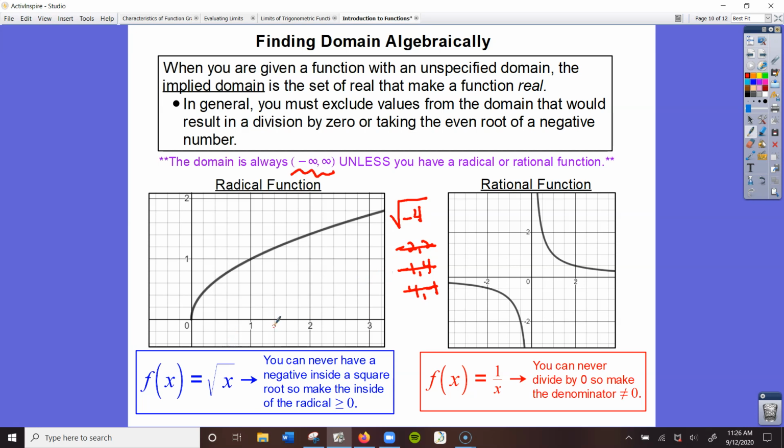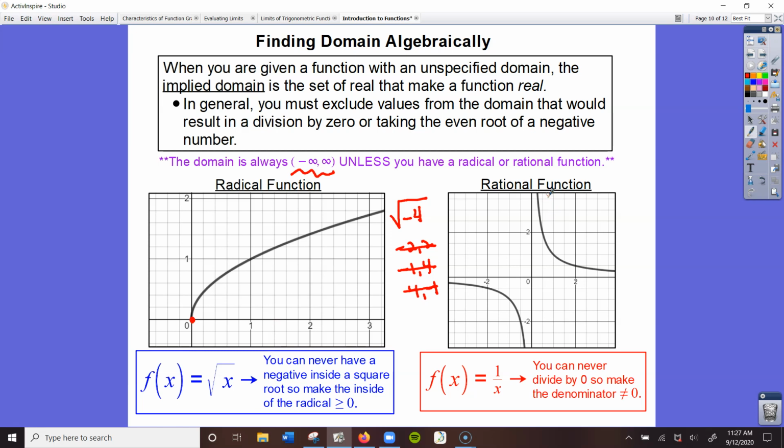So when we're trying to determine the domain of a radical function, we take whatever is inside of it and we're going to make it greater than or equal to 0. That way it's excluding all of those negatives. As you can see on the graph, this is your graph of a radical function. And you see that here at 0 is defined, but there's nothing to the left of it because negatives are not allowed inside that radical.